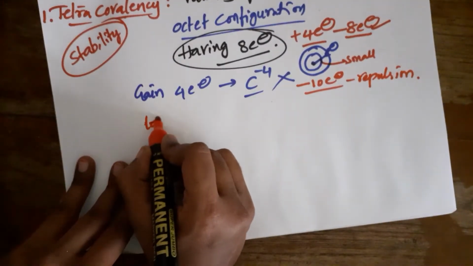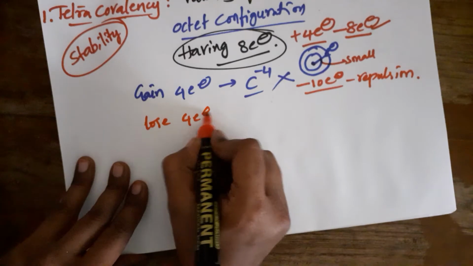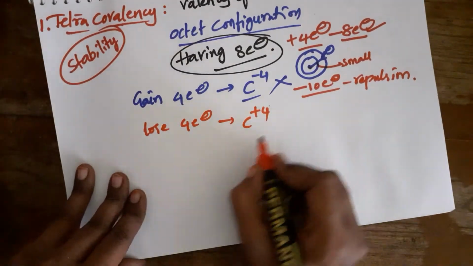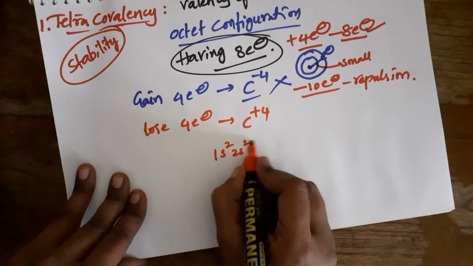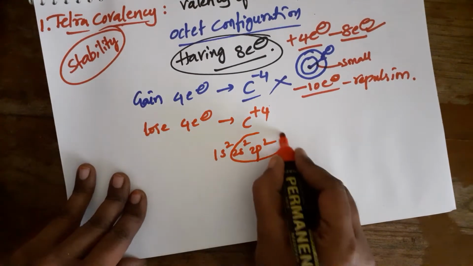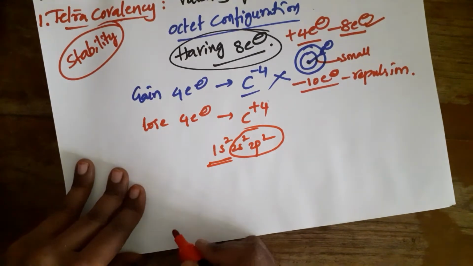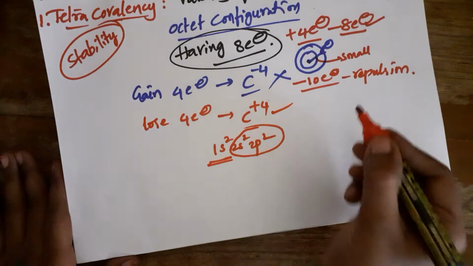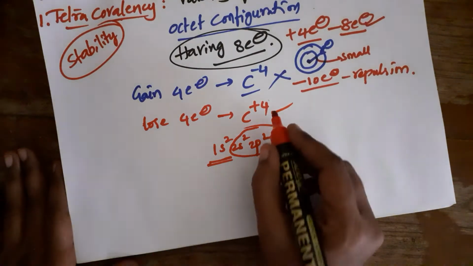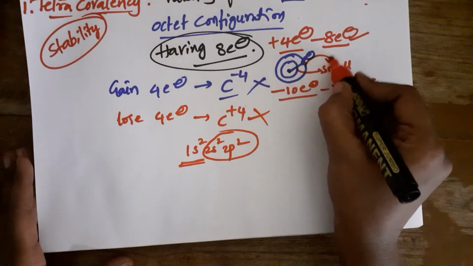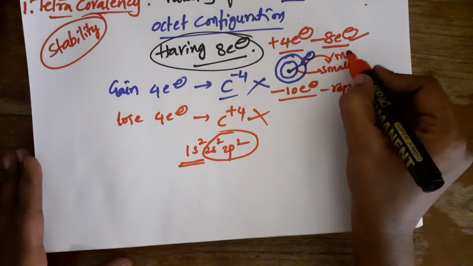If it loses 4 electrons, then it becomes C 4+. If the electronic configuration is 1s2, 2s2, 2p2, and it loses 4 electrons, it will get a stable, fulfilled s orbital configuration. But is it possible to lose 4 electrons? It's impossible. Why? Because to remove even 1 electron, it requires more energy.